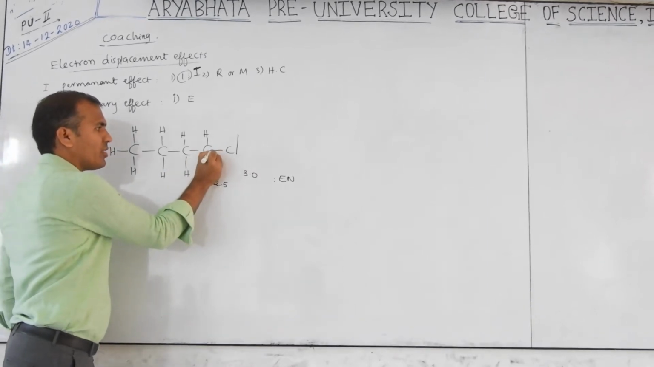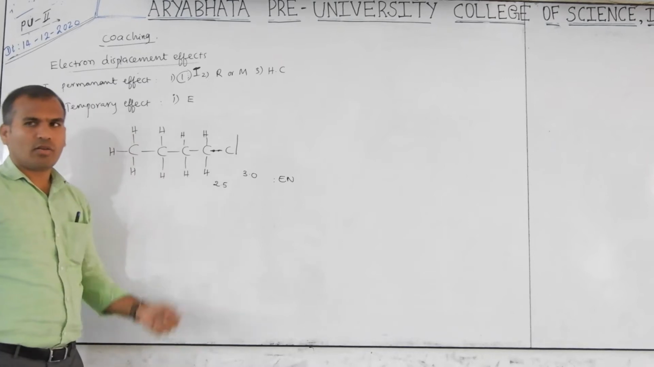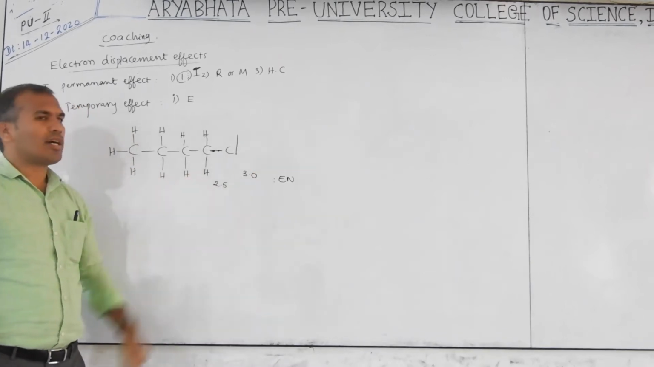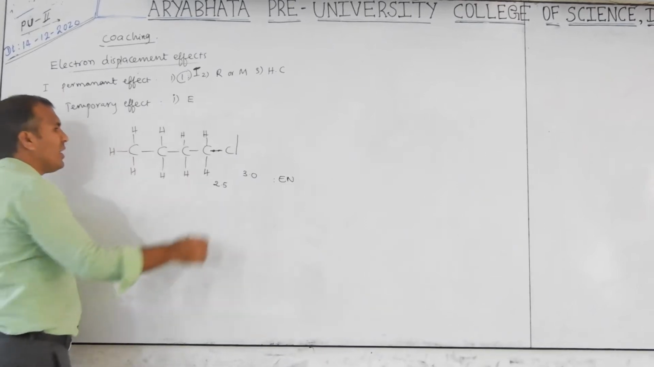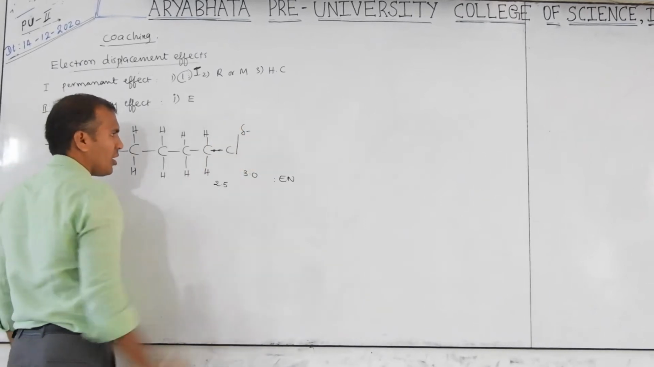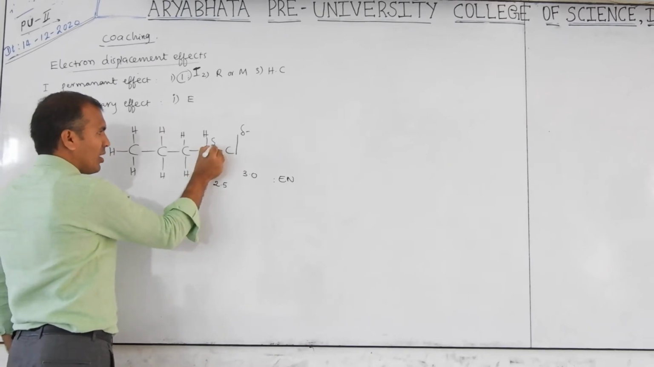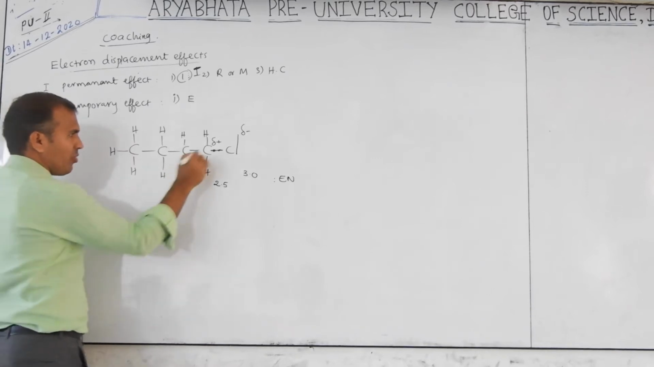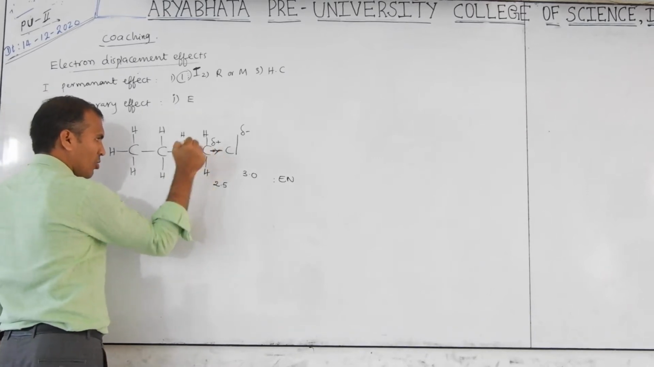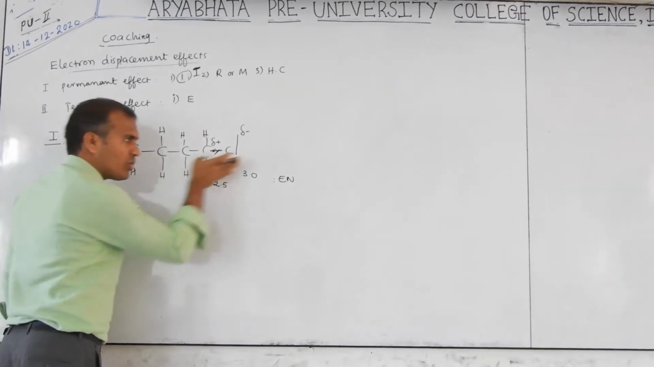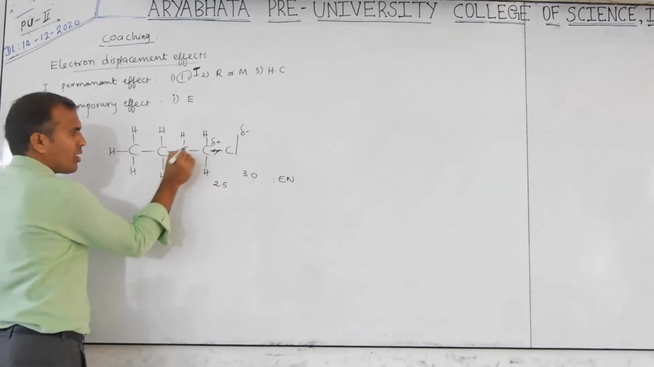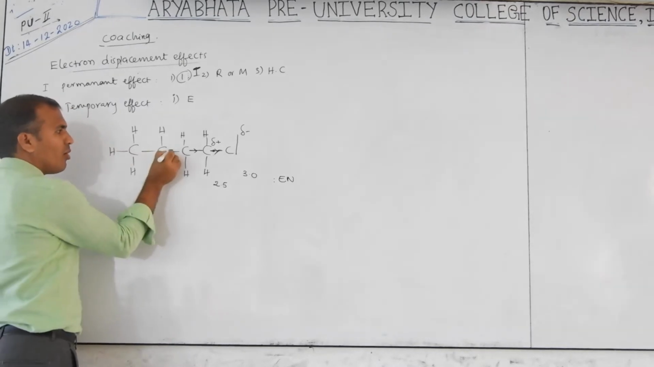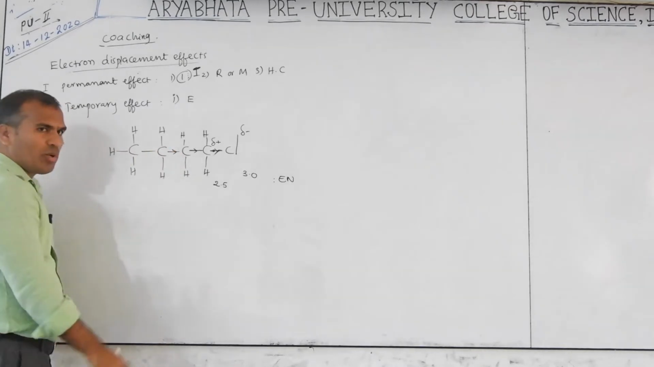Then one pair of electrons, here one bond is there. Bond means how many electrons? 2 electrons. These 2 electrons are attracted towards the chlorine or towards the carbon? Chlorine. Then it will get which charge? Partial negative charge. This carbon will get the partial positive charge. Therefore, if you observe in your textbook, this type of arrow mark will be given. It means electron moving towards the chlorine. Here also the bond pair of electrons is moving towards the chlorine.